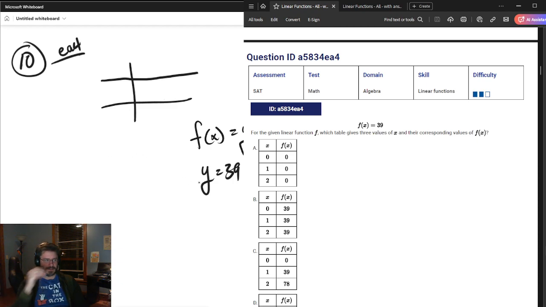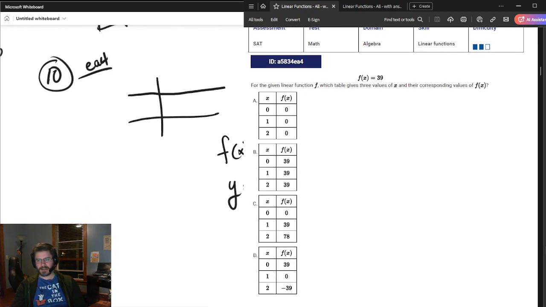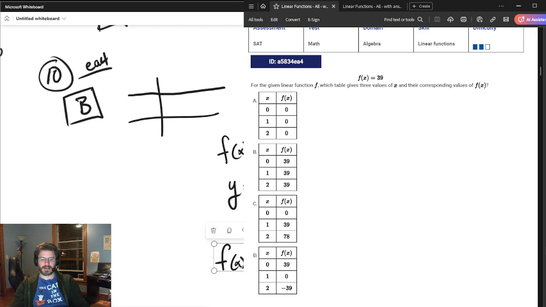If you just plug that into Desmos, which you're allowed to use on this test, you will see that that is true. So a horizontal line will always equal that value. And the only XY table that gives us that is answer B. A gives us a vertical line at 0. C gives us a line with a slope of 39. That would be f of x equals 39x for answer C. And D is negative 39x. Yeah, so that's not correct there.